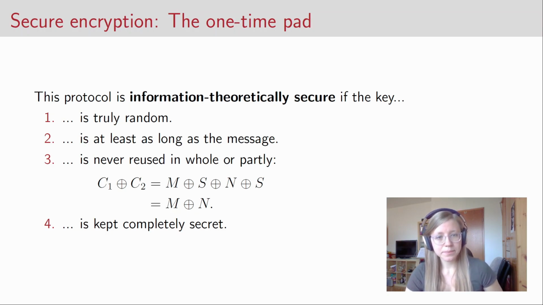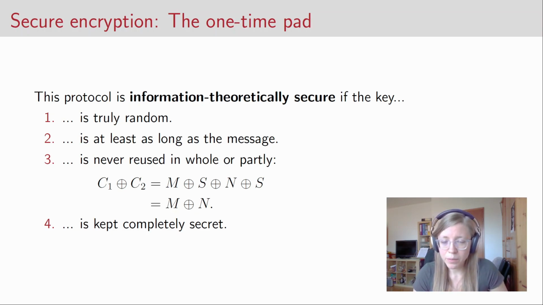This is nice, but the problem lies in all the requirements that we have for the key. So how do you create a key that is truly random? And of course, Alice and Bob have to share the same key. No information about the key can be given to the adversary.